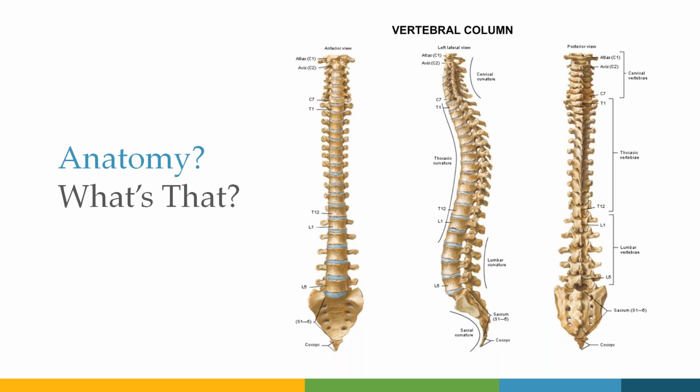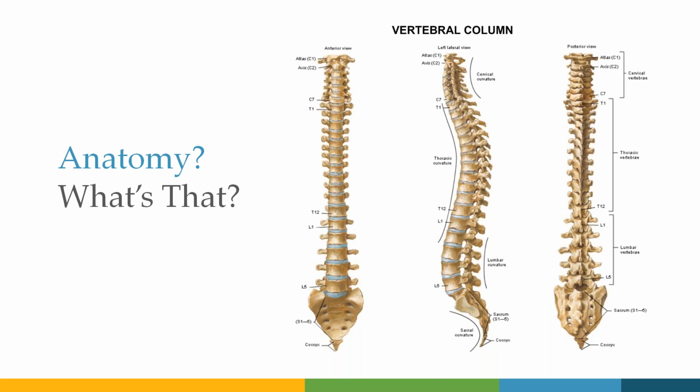The cervical region again provides a lot of movement. The lumbar region also provides a lot of movement. The thoracic region is going to have our rib cage connected to it, all of our ribs connected to it, and it's going to provide a little bit more stability in that region.